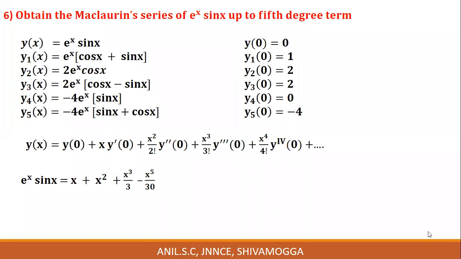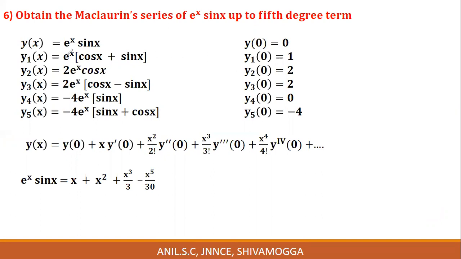And it is given that y of x is equal to e power x into sin x. First term is y of 0. Therefore, we have to find y of 0 by substituting x is equal to 0. When x is equal to 0, this will be e power 0 into sin 0. Sin 0 is 0. Therefore, 0 into anything is 0. y of 0 is equal to 0. You have to differentiate this successively 4 times with respect to x.